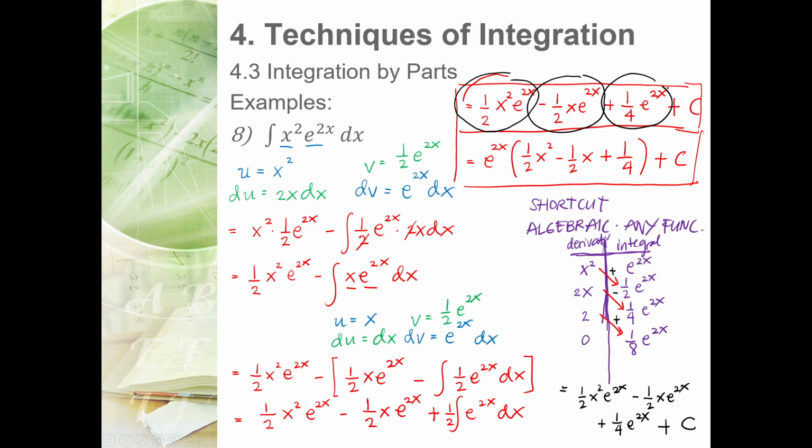Right? Shortcut. So again, it is only applicable to algebraic functions raised to any degree. My point is x to the power of n times any term. You can use this shortcut because the left side will reach a point wherein it becomes 0. So first, we place the algebraic term in the derivative column because it will reach a point where it becomes 0.